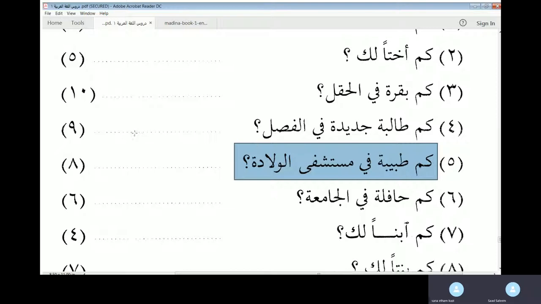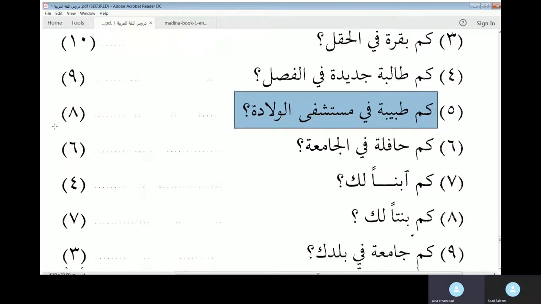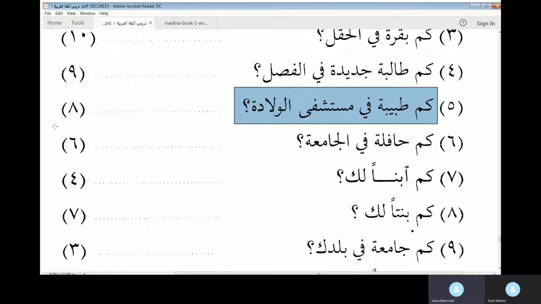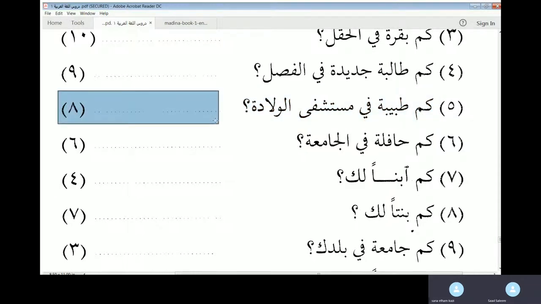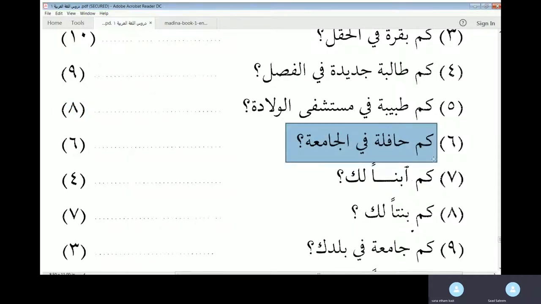كم طبيبة في مستشفى الولادة؟ How many doctors are in the maternity hospital? فيه ثماني طبيبات. In it, there are 8 doctors. كم... Miss Sana, your turn.